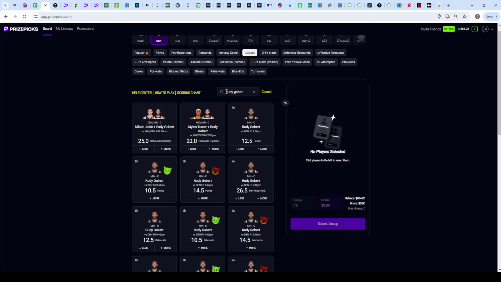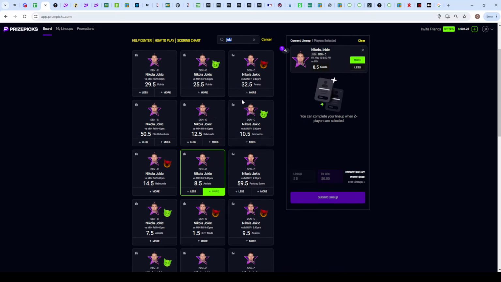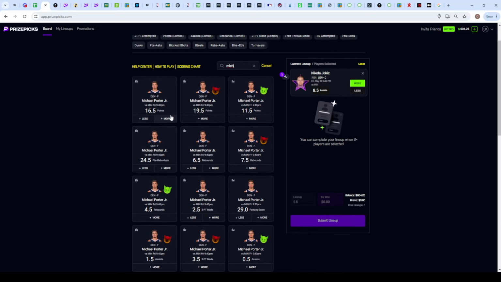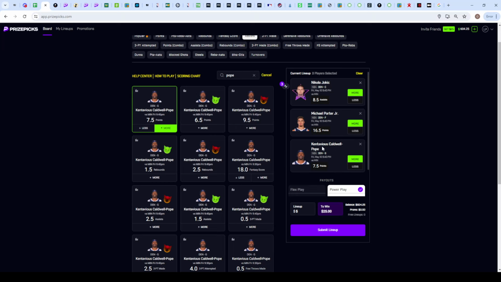So a good stack there. The last one I went with is actually a triple stack. So Jokic on his over 8.5 assists. And then I threw an MPJ on his over 16.5 points. And then another player who kind of only scores assisted points, KCP on his over 7.5 points.